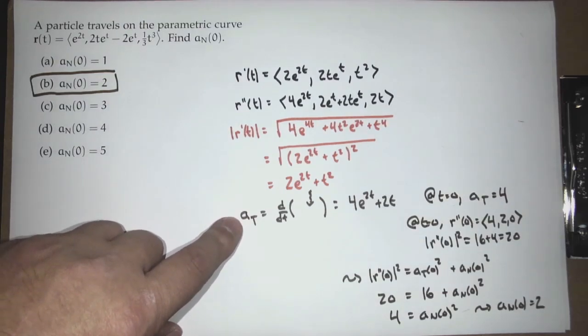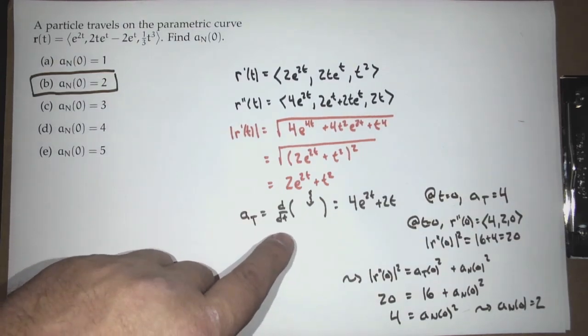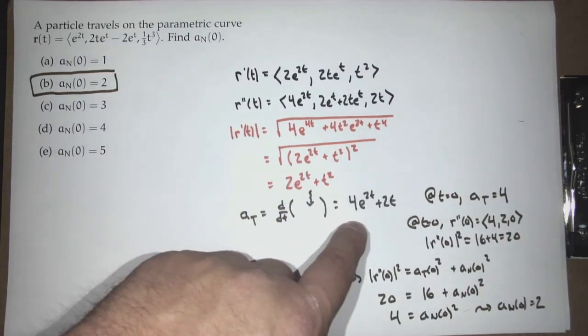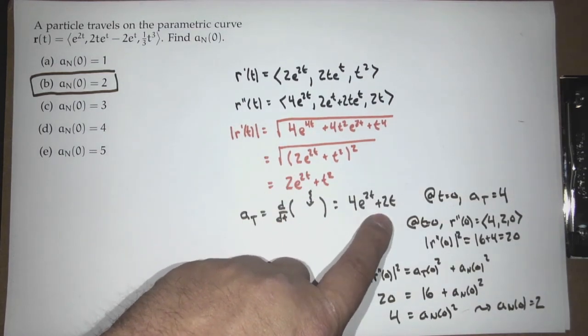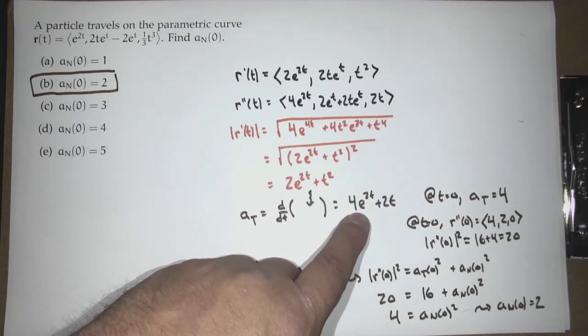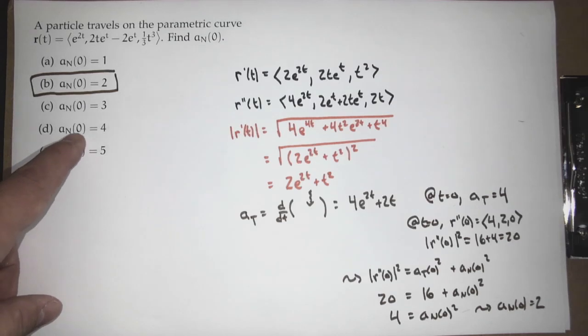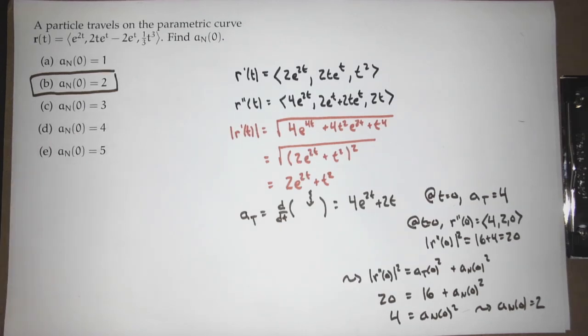First you find the tangential part, which is the derivative of the magnitude of r prime, which would be 4 e to the 2t plus 2t. Now, if you try to plug in t equals 0 here, you get 4, but that's not the right answer. Why did I plug in t equals 0? Well, I know I have to plug in 0 at some point. There's always the question, when should you evaluate? And the answer is you should evaluate as soon as possible, but not sooner.